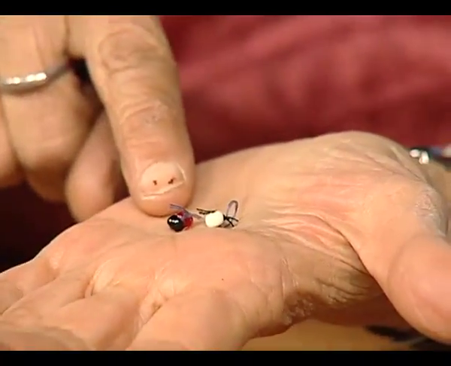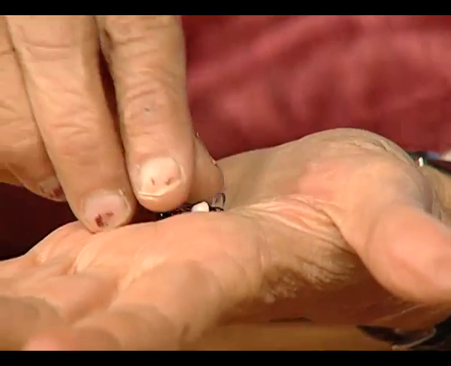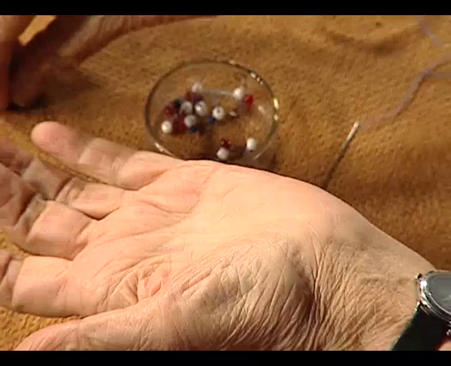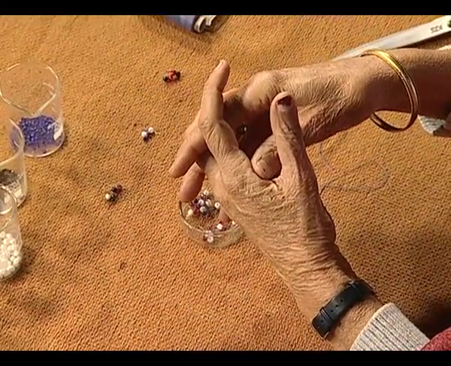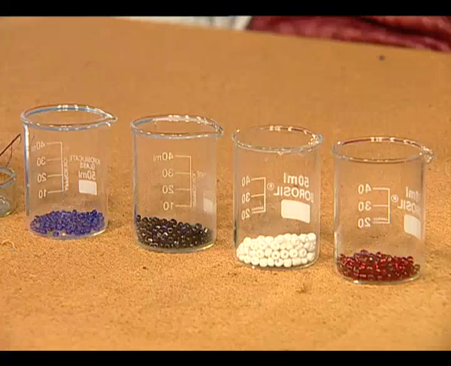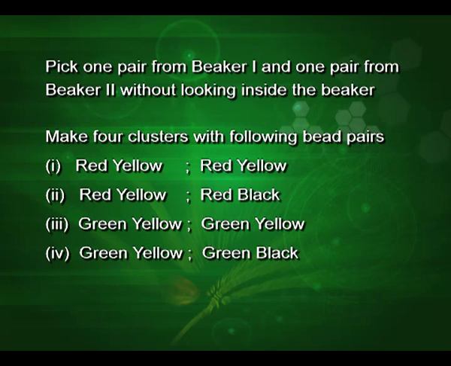Now, you have one black red and one white black. So, accordingly it will go in different clusters. What I mean to say, children, you are making 4 clusters of dominant and recessive characters taking into consideration. So, in this case it is red yellow in one, red black in one, green yellow in one, and green black in one.